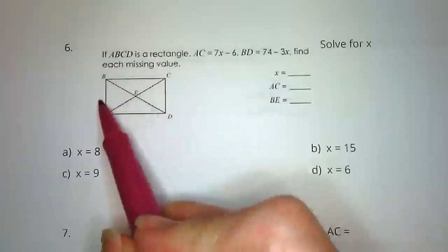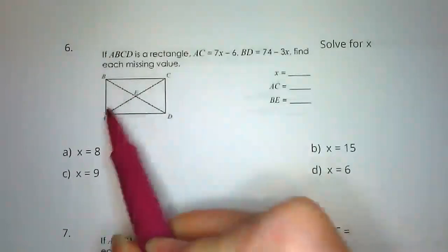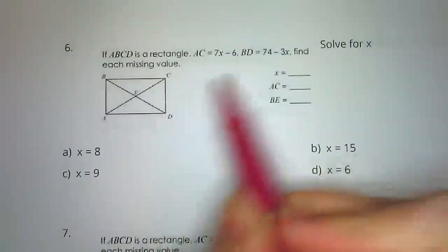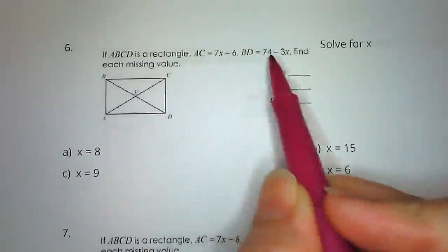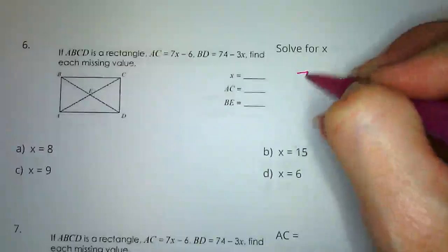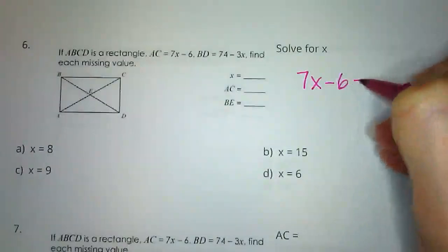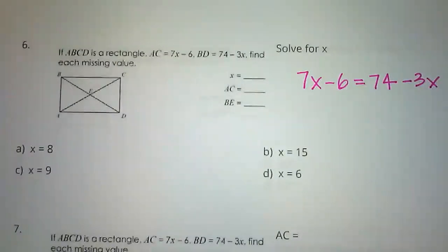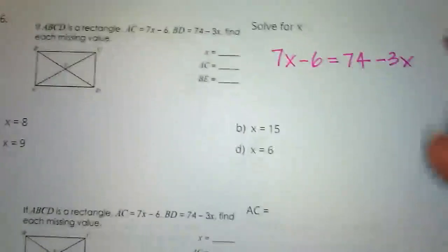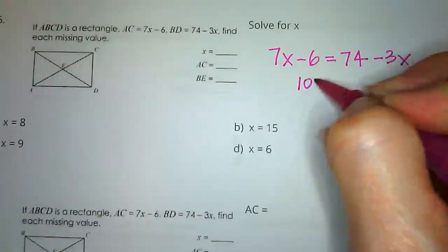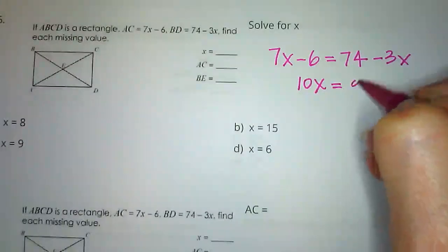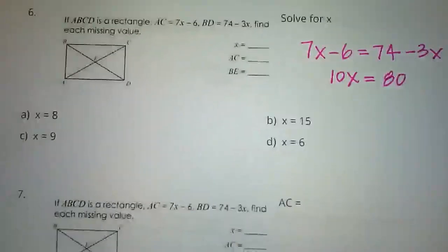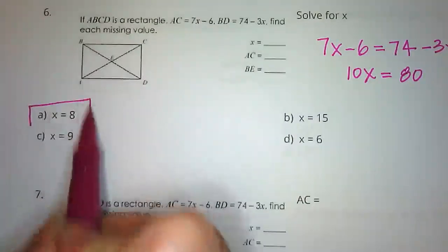AC is the diagonal and BD is the other diagonal, and we know that those two are equal. So we have an equation again. So 74 minus 3x, if I did that correctly, we're going to get 10x equals 80. This question was asking to solve for x, so x is 8.